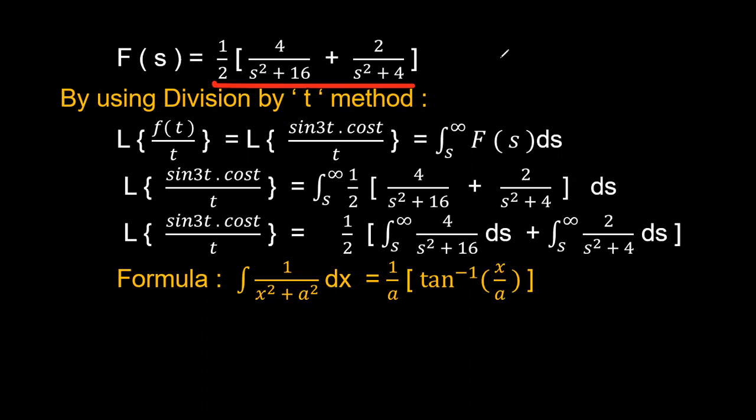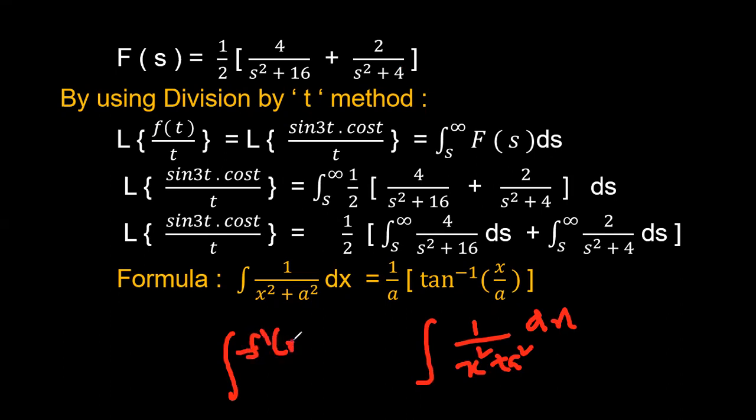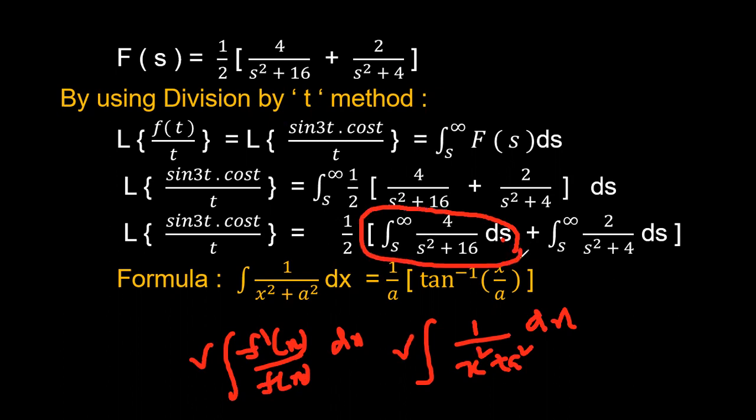So if you see this problem carefully, this division by t method can have only two formulas in order to simplify this integration. It can either be of the form 1 by x square plus a square type, or it can be f dash x by f of x type. Either you can have this form or this form. But here, whatever the integration represented here can be represented in this form, and this is also the same as this form.